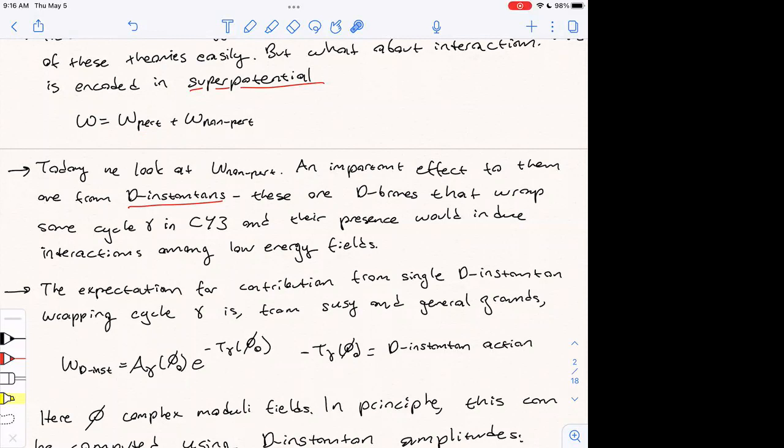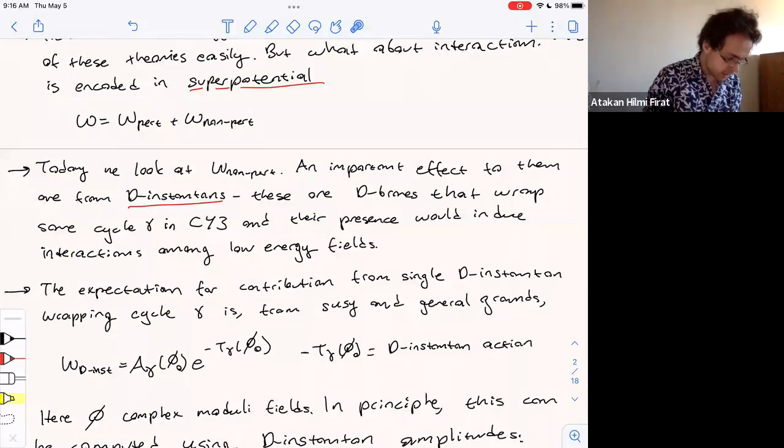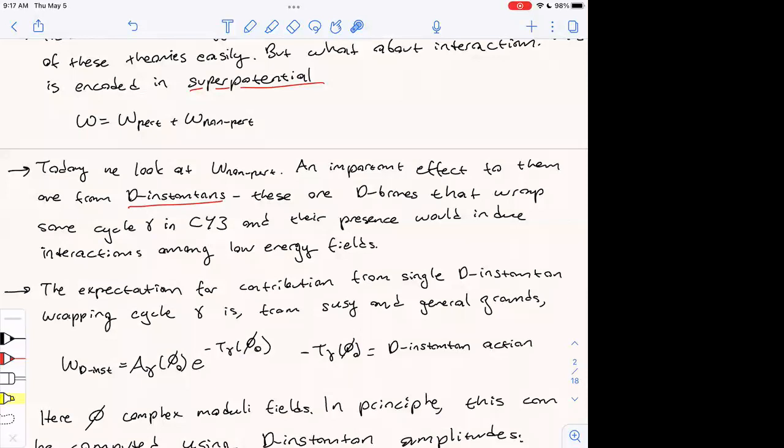I was talking about that distinction because, for example, in type 2B superstring in flat spacetime, a single D-instanton contribution is distinguished because it carries a definite charge, which is not carried by any of the perturbative contributions. Yes. So I'm just not familiar with the generic structure of these perturbative and non-perturbative contributions in the superpotential. That's the reason why I'm asking.